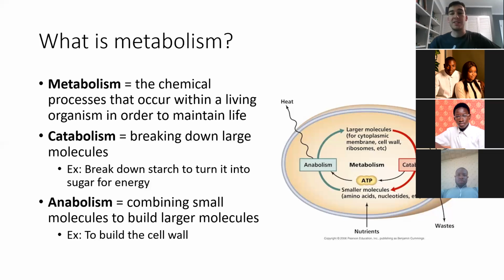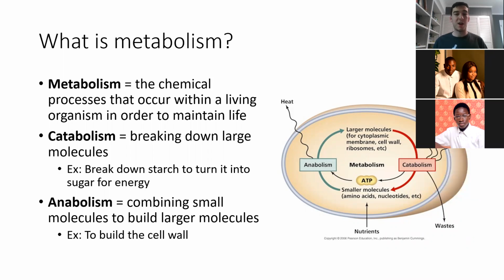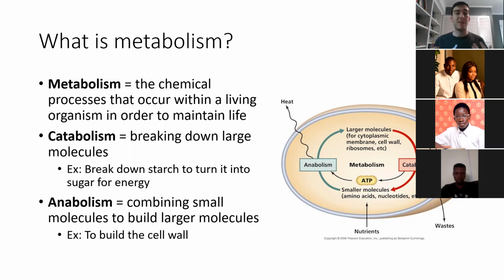anabolism is the opposite. That's combining small molecules to build larger ones. For example, in the cell wall, peptidoglycan is a really complex, large molecule. You need to build that up in order to have the cell wall. Another example is protein synthesis that we'll talk about in a minute. That is an example of anabolism. You're taking small molecules, single amino acids, and combining them to build protein.